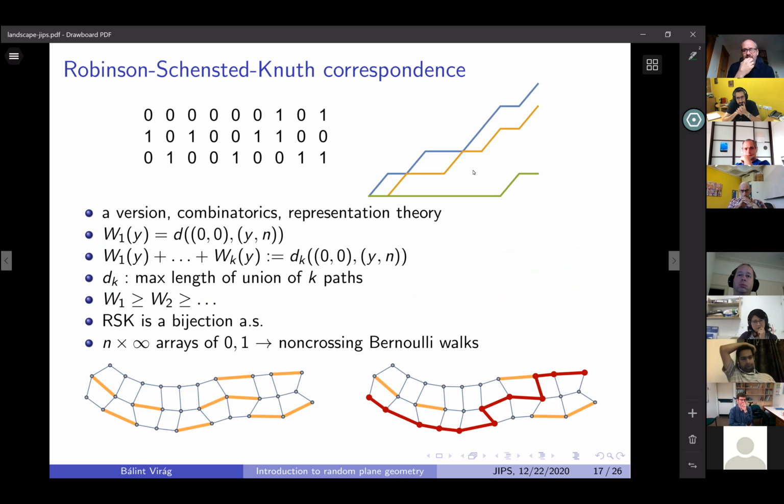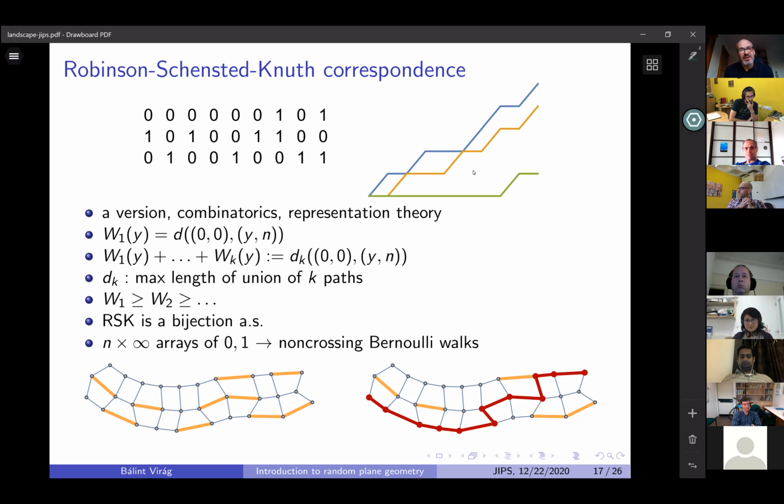This is a little bit of a longer slide. We understand it through the RSK correspondence. That's the main way. It's actually quite beautiful and simple, and I think I can explain it in 5 minutes here, if you haven't seen this before. The one that I'm explaining now is just a version; there are many versions of RSK now. This is one that will be nice for this process. So what does RSK do? I have an n by infinity array of 0s and 1s.